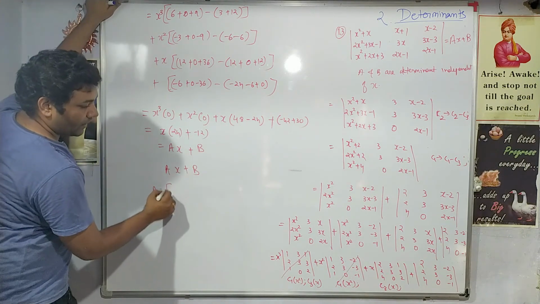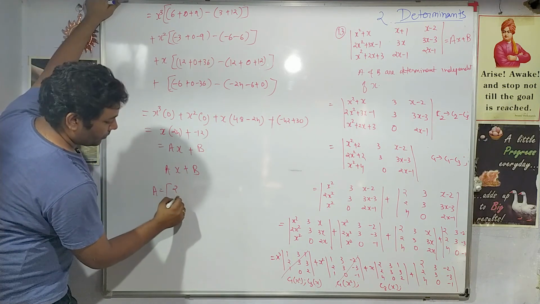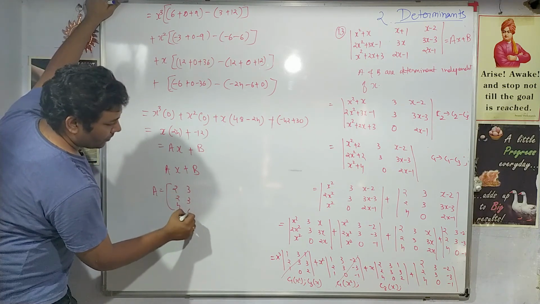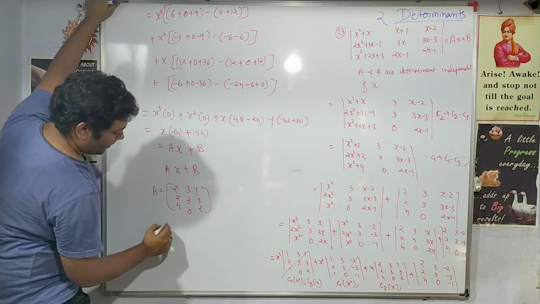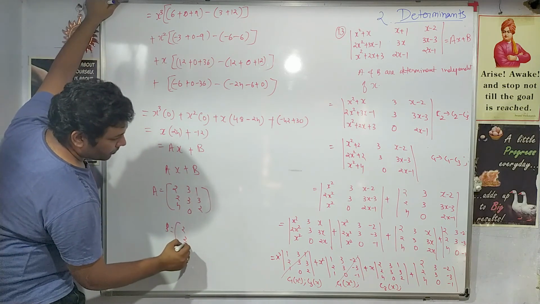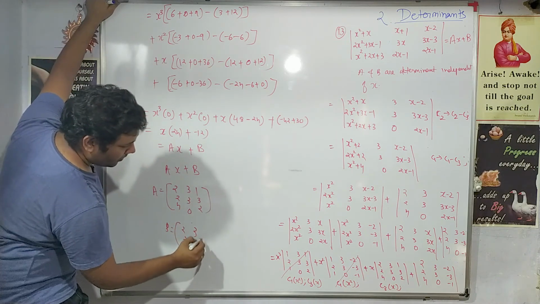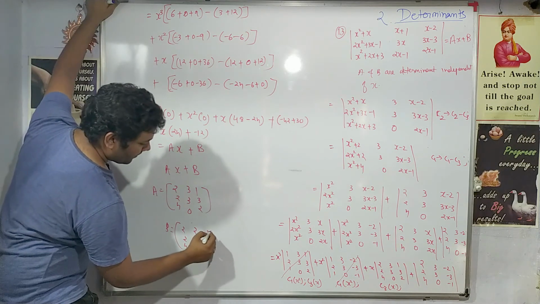What will be the value of a? If you compare, 2, 2, 4, 3, 3, 0, 1, 3, 2, and the value of b will be 2, 2, 4, 3, 3, 0, and minus 2, minus 3, and minus 1.